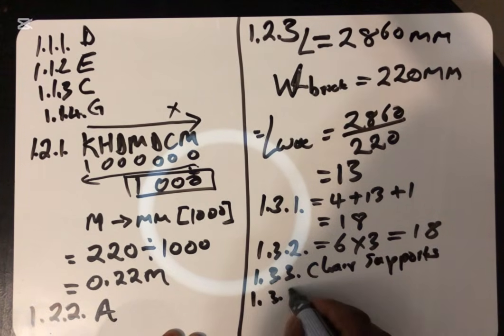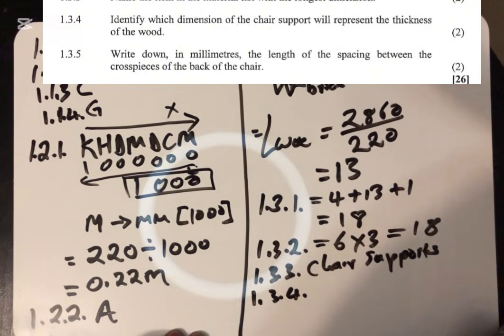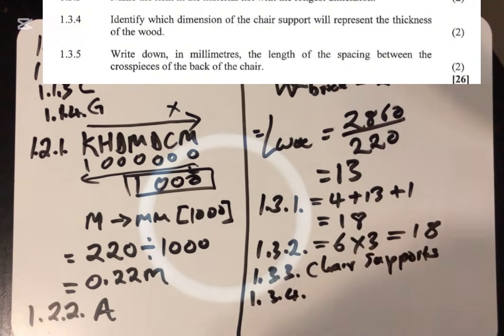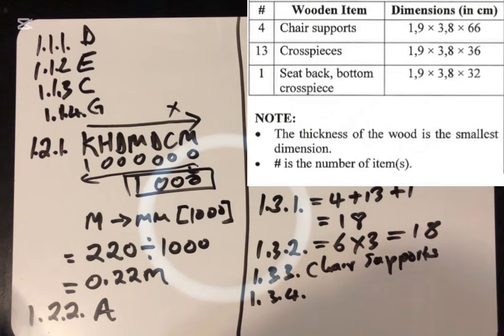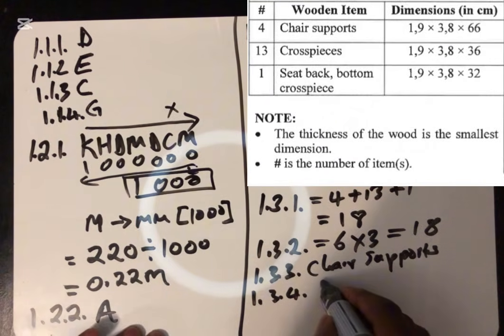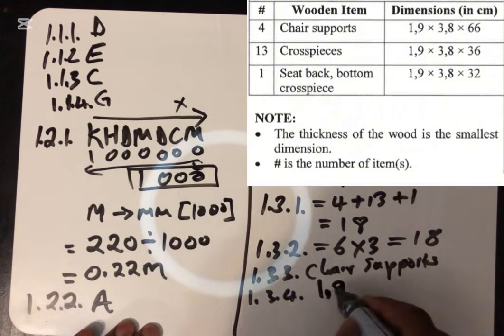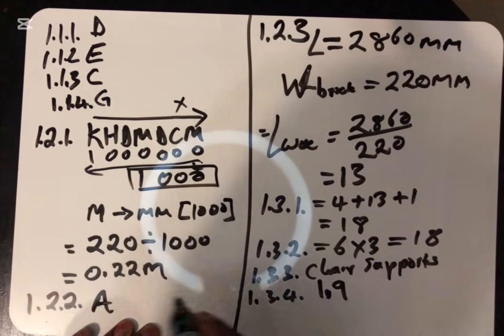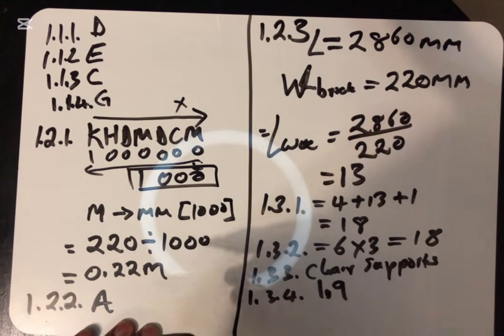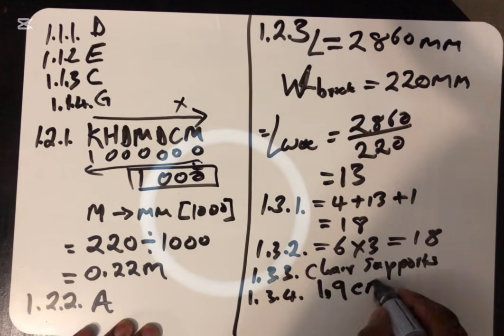Then 1.3.4. It says identify which dimension of the chair support will represent the thickness of the wood. And they said the thickness is represented by the smallest dimension, which is 1.9. You still remember? This is 1.9 centimeters. We can just say 1.9, but everything here is in centimeters.